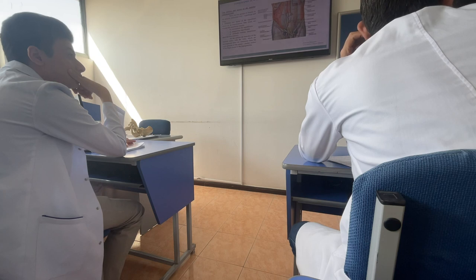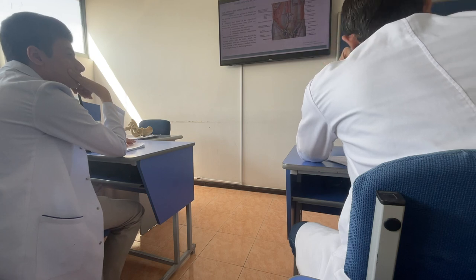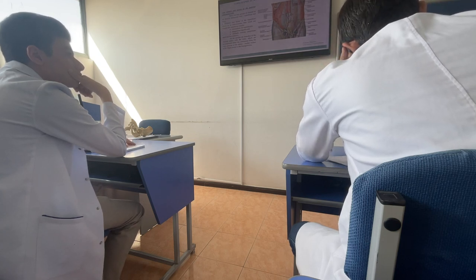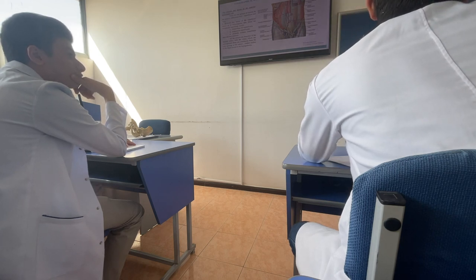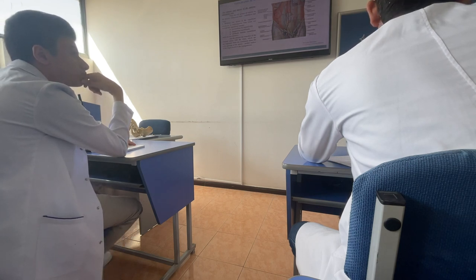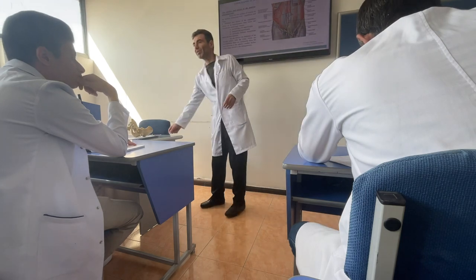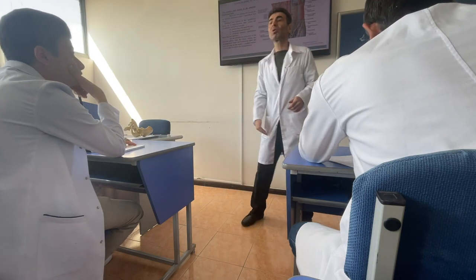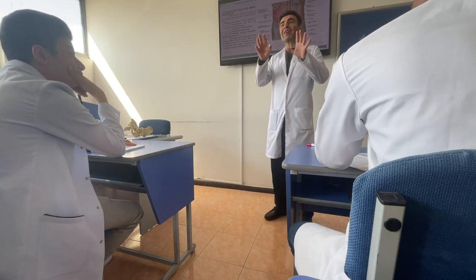Line 3, pudenda externa. Now look please here, all these lines start from the same point, 1 centimeter below the inguinal ligament, the border between the middle and lower third of the inguinal ligament. What can I say about these three arteries? All of them come to your abdomen from the lower extremity. Here there are some problems.